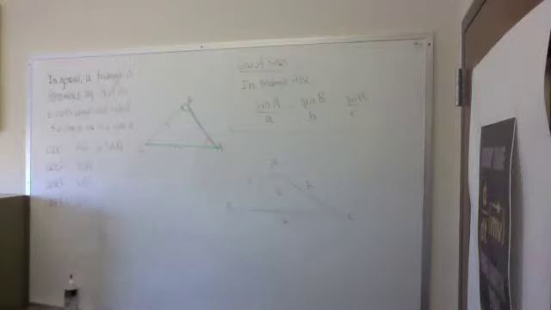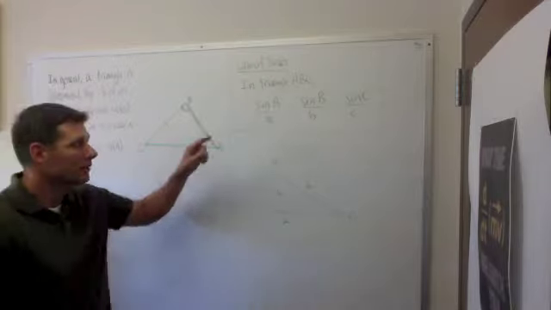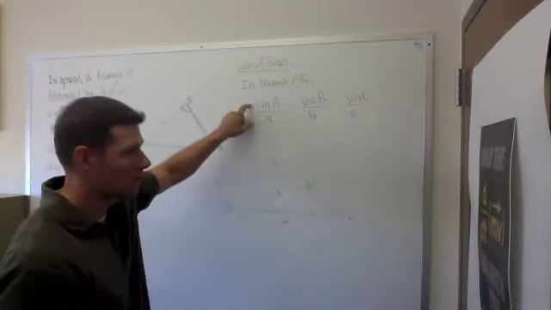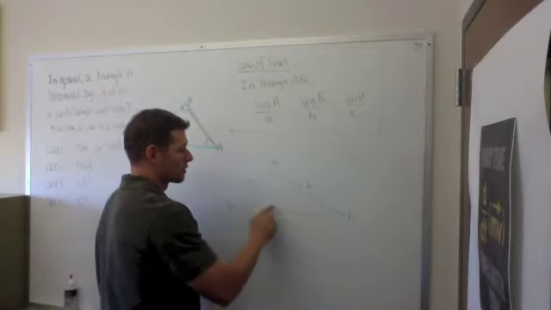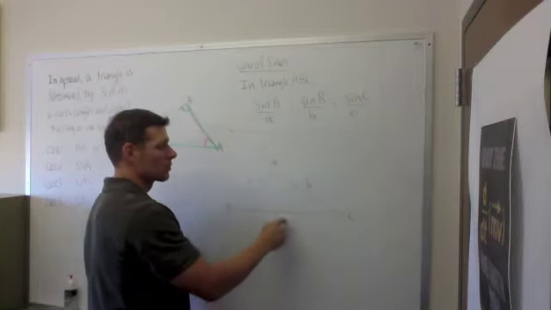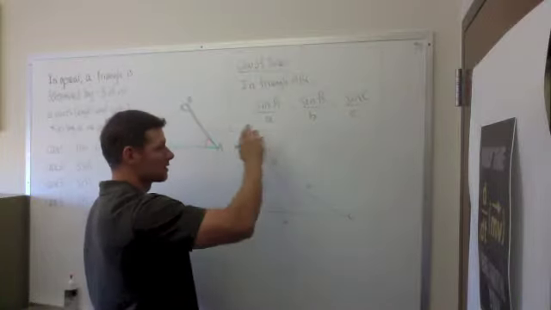Well, we use the law of sines. What does the law of sines say? The law of sines says in a triangle ABC, the ratio of sine of A to a is equal to the ratio of sine of B to b, which is equal to the ratio of sine of C to c. This is the rule.